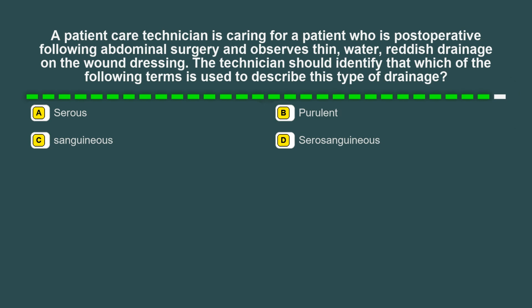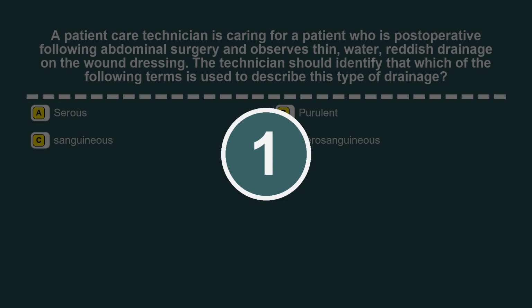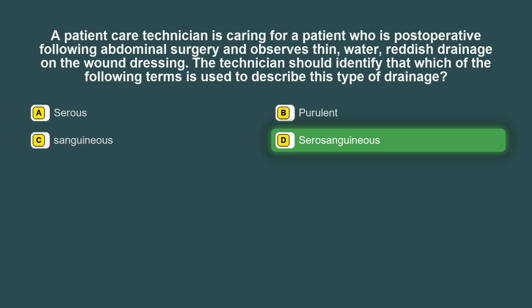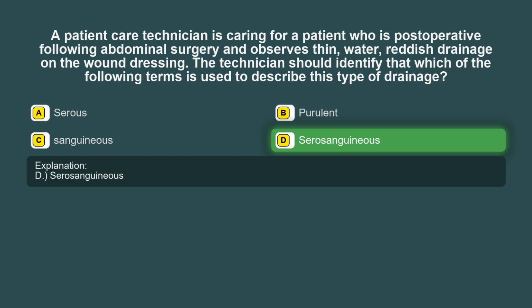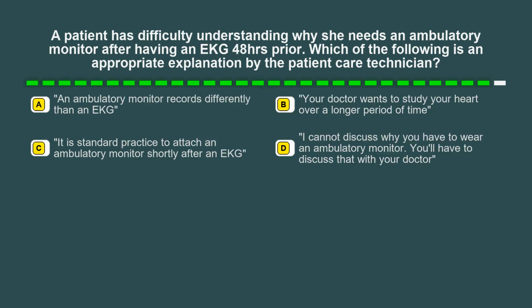Question 71. A patient care technician is caring for a patient who is postoperative following abdominal surgery and observes thin, watery, reddish drainage on the wound dressing. The technician should identify that which of the following terms is used to describe this type of drainage. Option A, serous. Option B, purulent. Option C, sanguineous. Option D, serosanguineous. The correct answer is option D, serosanguineous.